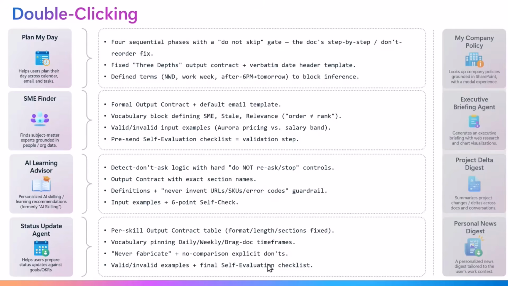Same thing in the status update agent. It is basically meant to give you and your manager a view on what you achieved throughout the week. It also crafts email-ready formats for you. But again, we've given it the ability to generate a brag doc, correct? How do you generate that brag doc? Never fabricate anything. What are some valid and invalid examples? All of these are a part of my double click into these agents. And maybe just bear with me for 2 slides.